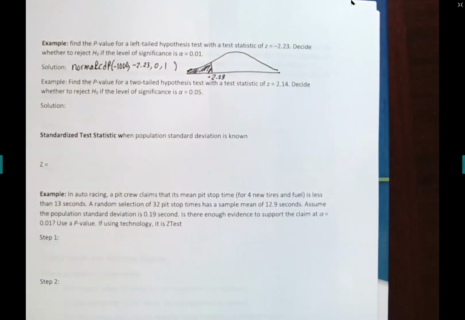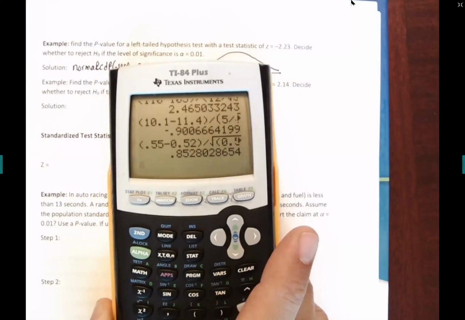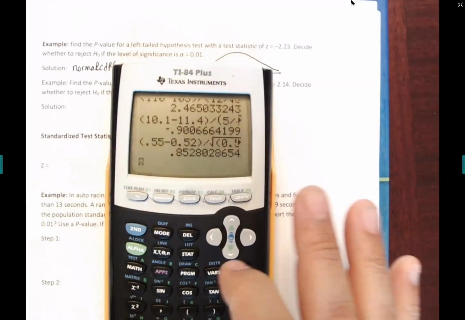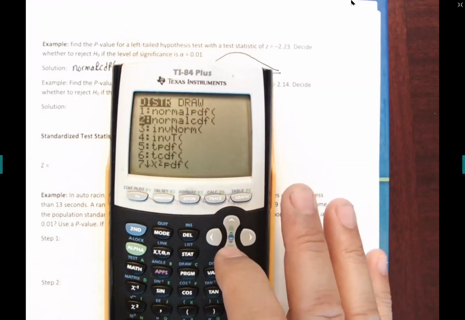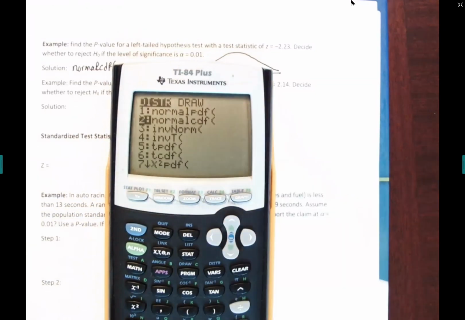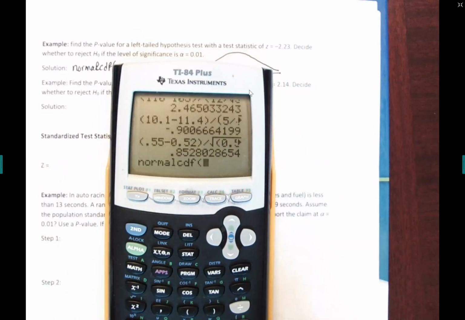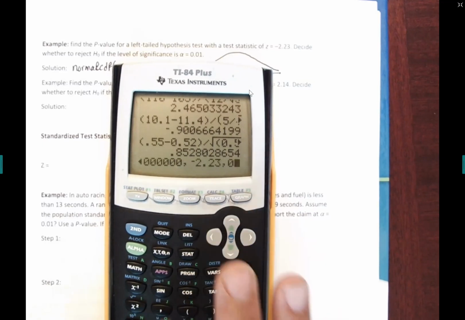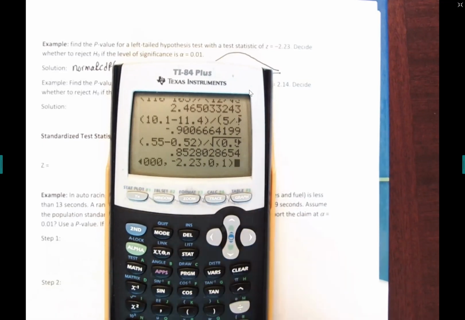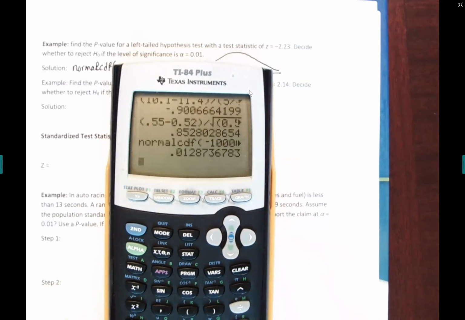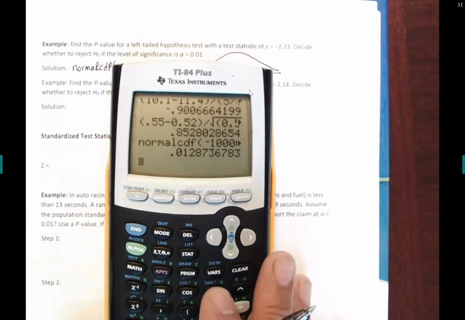This is the p-value, guys. Let's see what it is here. It's gonna be small, you will see. So second, distribute, normal CDF, enter, and I got negative a million or 1,000, it doesn't matter. Negative 2.23, comma, 0, comma, 1, close. It's 0.0129.